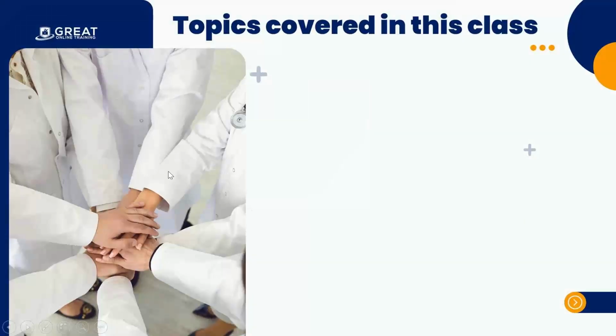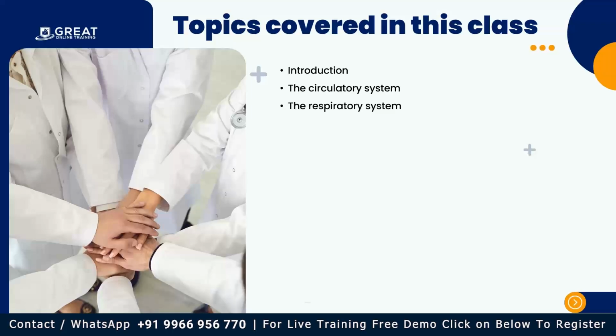So let's see what topics we'll go over in this class. First we'll see an introduction to human anatomy. Then we'll start with the circulatory system. I'll try to cover most of the important points in this session, but apart from that, you also need some more knowledge. So try to expand your knowledge about human anatomy. And these are the important points which I have included in this session.